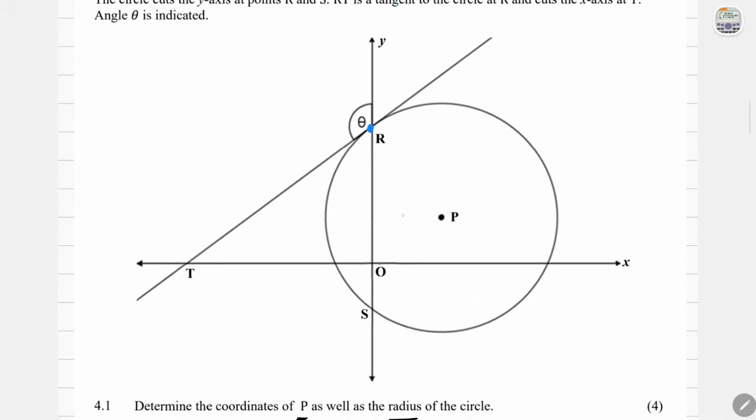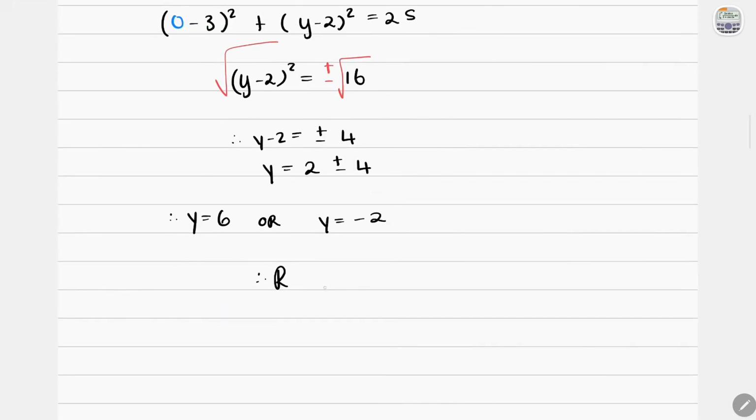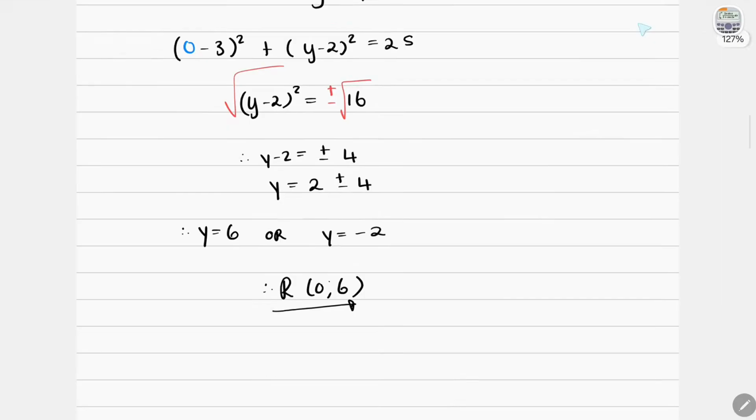Which one would it be? Clearly, this is the negative 2, and this is the 6, because it's the higher one. So we're just going to conclude that R is the coordinates (0, 6). And that is our answer. Okay, moving on to the next question.